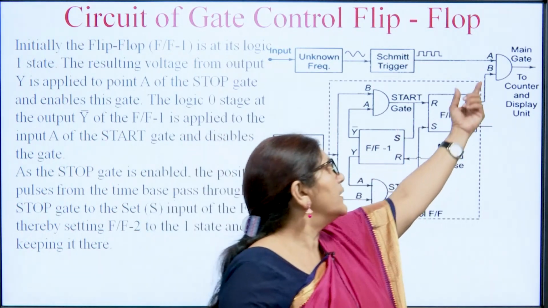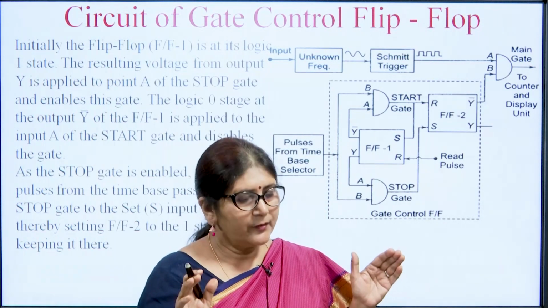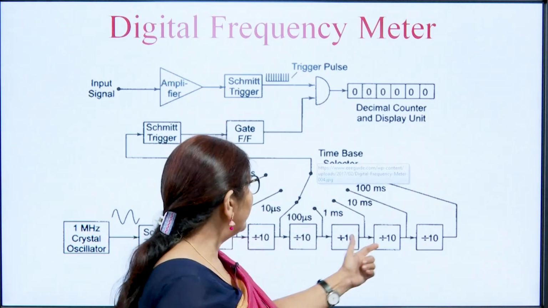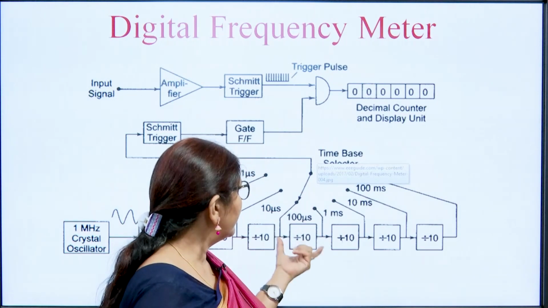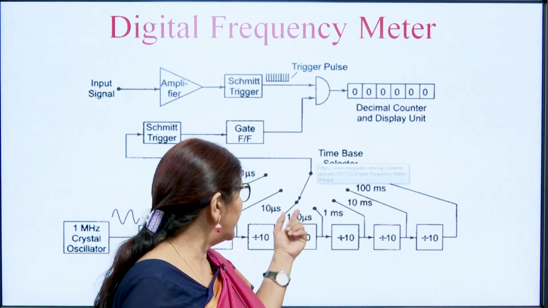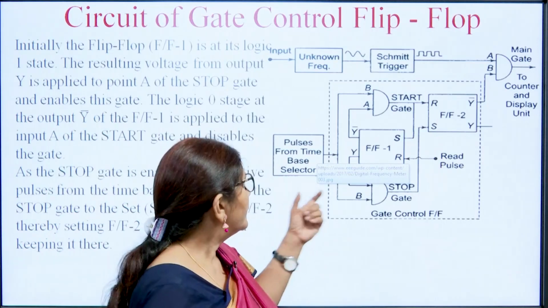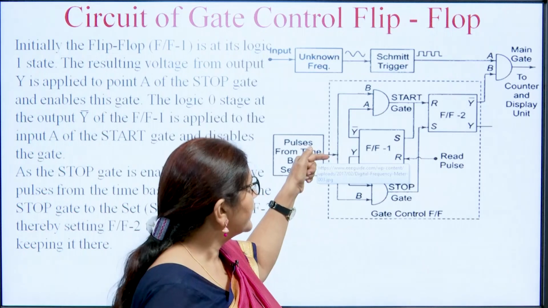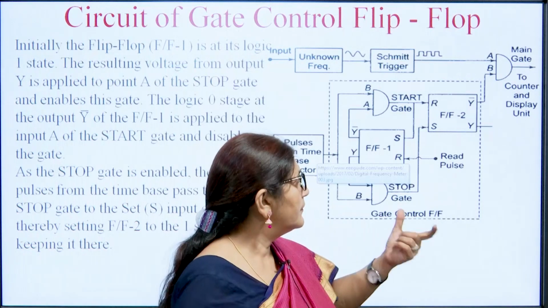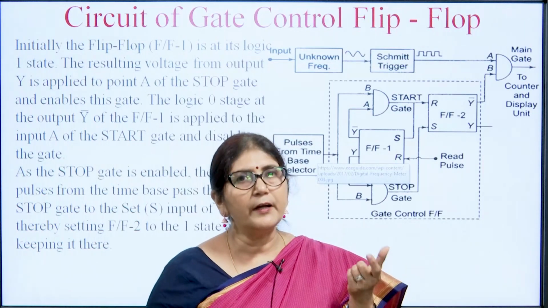So, at main gate terminal B, there is a range that we have discussed previously, and the range is selected from here. Suppose we have selected this point. It means a 100 microsecond pulse is there. So, here it is generating a 100 microsecond pulse, and this gate is open for the 100 microsecond, and the input signal is passed through during the 100 microsecond.